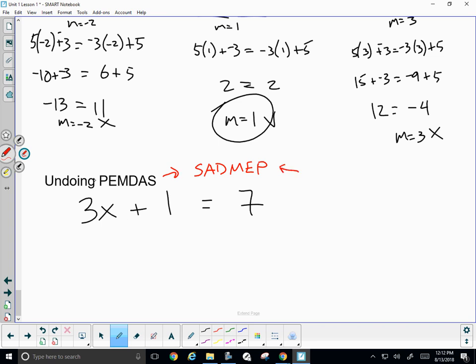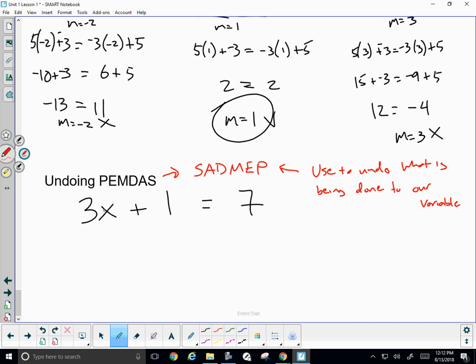What is done to our variable is in this order. To undo what is being done to our variable, we can just do the opposite of our order of operations. We can use SADMEP, used to undo what is being done. Okay, which means the last thing that happened to our variable was adding and subtracting something.